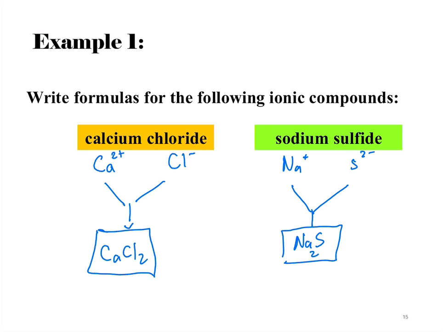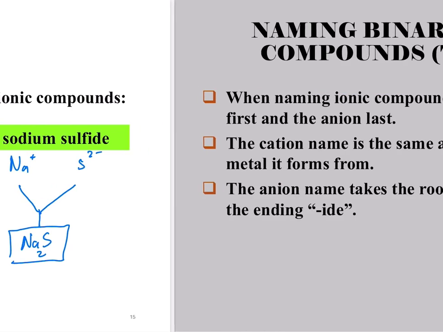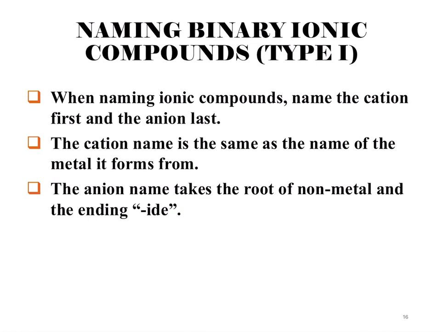So this is one of the big parts of ionic compounds, is determining the chemical formula from the name. And the other way is, how are we going to name these compounds, right? So right now these names, they don't mean much because we haven't talked about it. How do we name these compounds? So when we're naming an ionic compound, we always name the cation first.